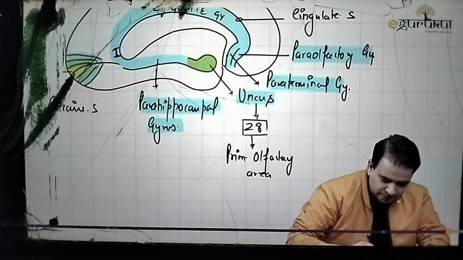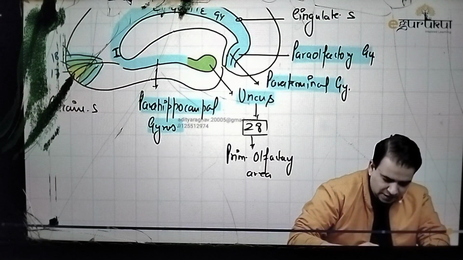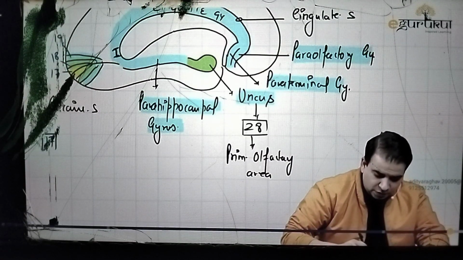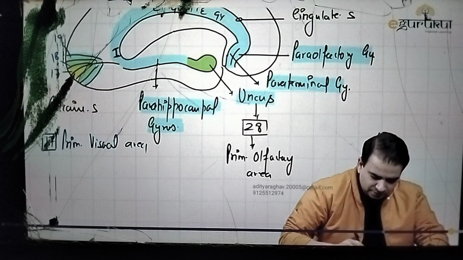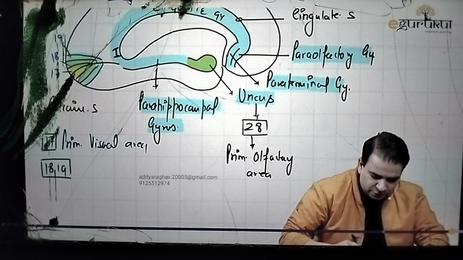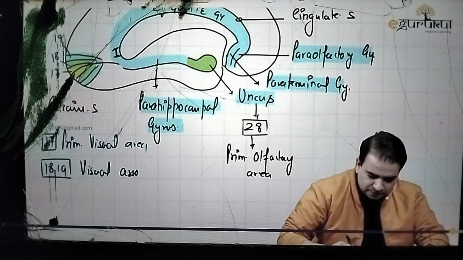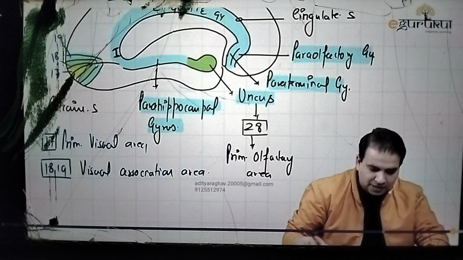This is area number 17, that we have is 18, and the one here is 19. Area number 17, as we all know, is the primary visual area. And 18 and 19, which are encircling 17, are the visual association areas.